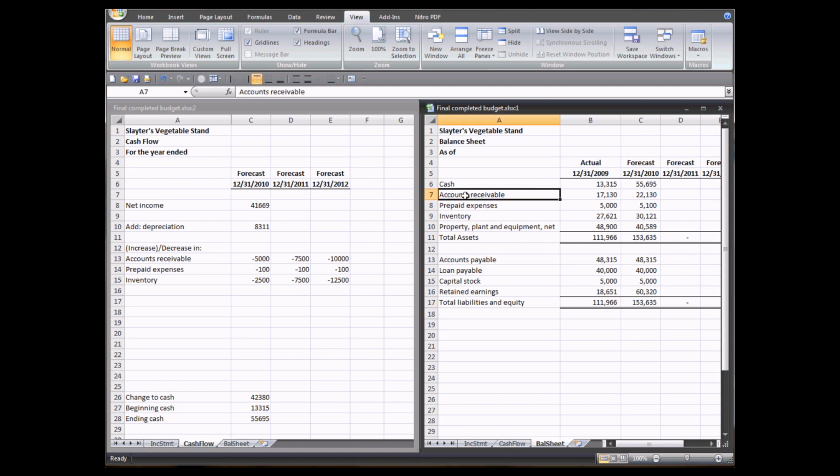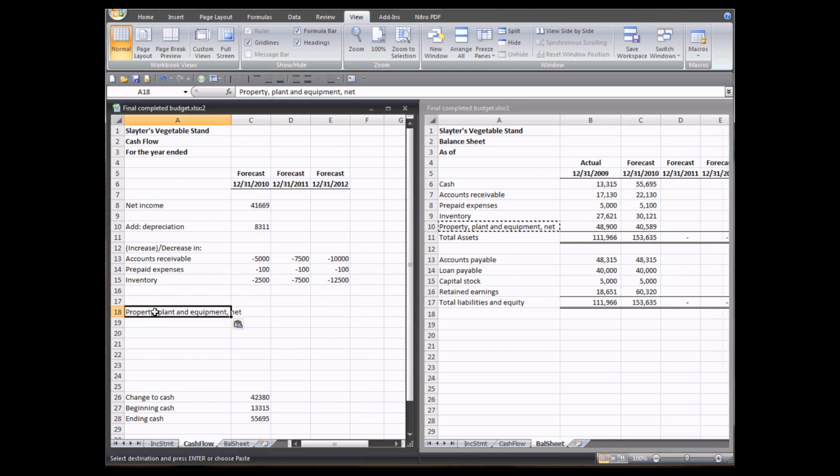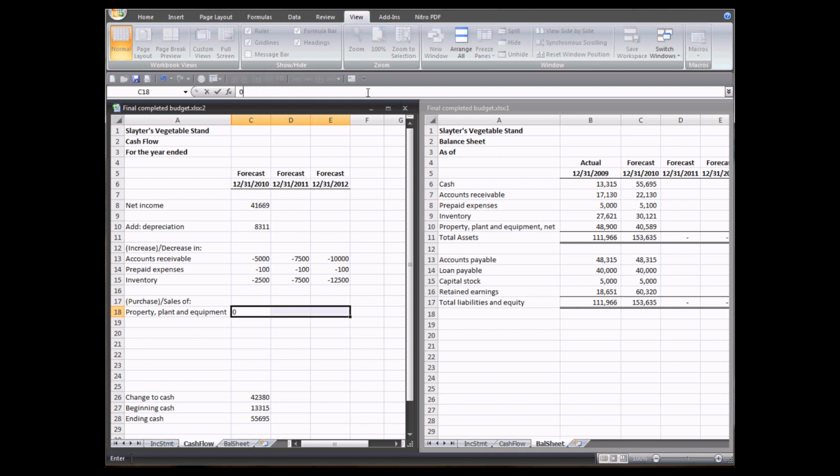Okay, so we've taken care of our accounts receivable, prepaids, and inventory. Now let's look at our property, plant, and equipment. Over on our cash flow, if we purchase new equipment, that's going to be a negative cash flow item, so I'm going to make that negative. Or if we sell any of our property, plant, and equipment, that's going to be a positive cash flow item. For right now, let's assume that we're not going to buy any, we're not going to sell any. But I'm going to build the spreadsheet so that if later I wanted to put that in, I could, and it would take care of it.